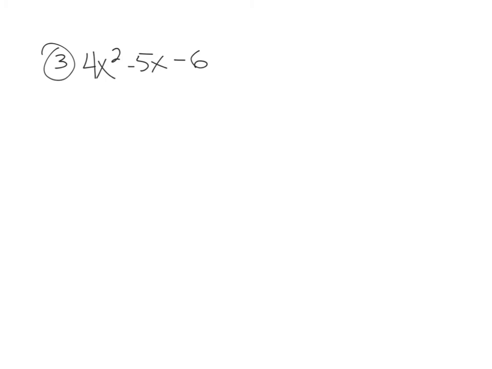After that, we determine how many terms we have and what method we want to use. In this case, we have a trinomial because we have 3 terms. Now, this is a trinomial where my a value is not equal to 1. So once again, this is going to be the AC method. So a times c. In this case, we'll have 4 times negative 6. That gets us negative 24.